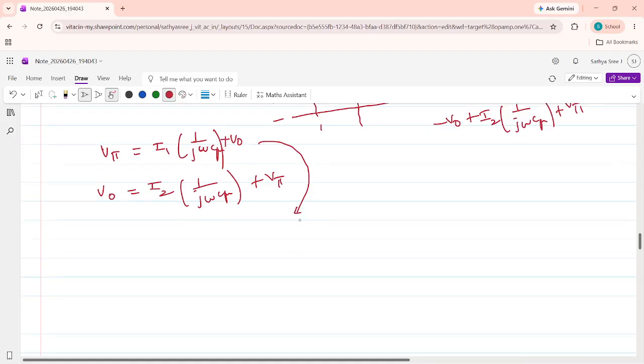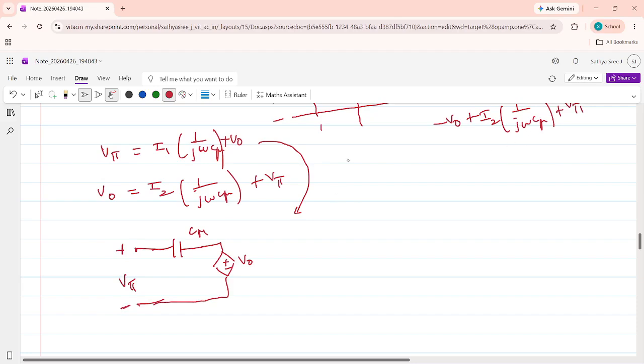How to draw? The total voltage is V pi. That V pi is equal to the sum of two components: one is the potential across the capacitor, another one is V naught. So this is C mu and this is V naught, this is plus and this is minus. I have just drawn this equation.